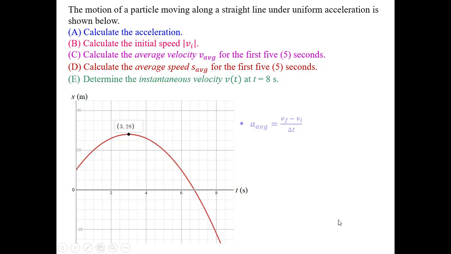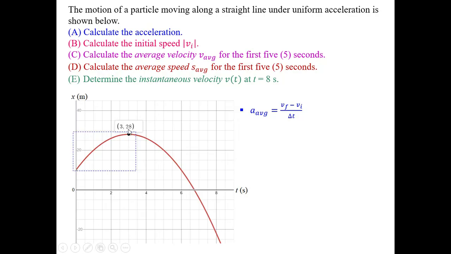Let's keep up. In order to find the first answer, part A, calculate the average acceleration, the first strategy that you could exercise is the average acceleration function here, which is final velocity minus initial velocity over some change in time. It's up to you where you start, but I'm just going to pick from 0 to 3 seconds because the vertex is given to us. So I'm going to start at 0 seconds and go to 3 seconds, okay?